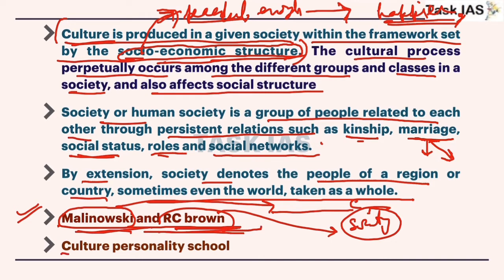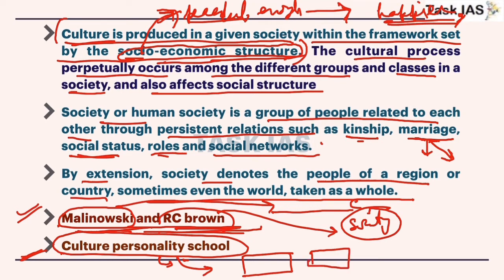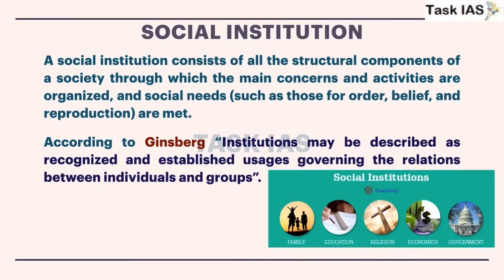Now in the culture personality school, you can use different thinkers like Ruth Benedict and Margaret Mead, who have mentioned that society and culture are interlinked, and how a society behaves determines the personality of any child, and this personality will determine how the culture of that society will work. So these are interrelationships which you can use.